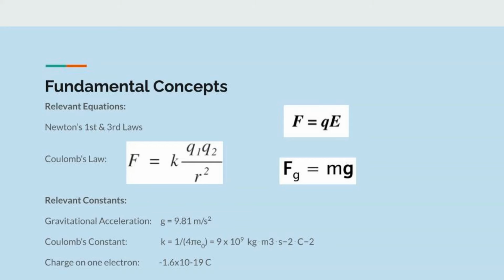Coulomb's law states that the force of the electric field is equal to k times q1 times q2 over r squared. This is used to find the electric force. Fg equals mg was used to find the gravitational force, and F equals qE was used to find the electric force after knowing the electric field. The relevant constants included gravitational acceleration, which is g equals 9.81 meters per second squared, Coulomb's constant, which is 9 times 10 to the 9th, and the charge on one electron, which is negative 1.6 times 10 to the negative 19th coulombs.